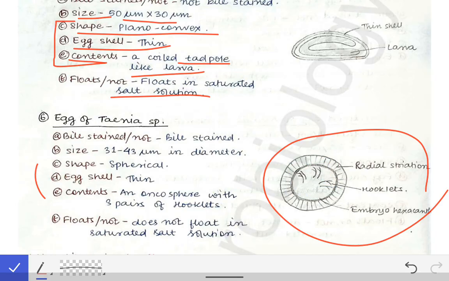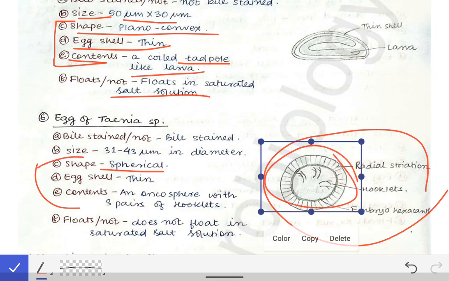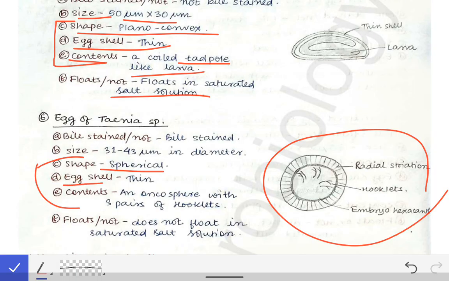Then come to the shape. The shape is spherical, which is quite obvious from the diagram also. The egg cell is thin; this is the outer egg cell, which is thin. The content is an oncosphere with three pairs of hooklets. These three pairs of hooklets are the most important identifying feature of the eggs of the Taenia species.